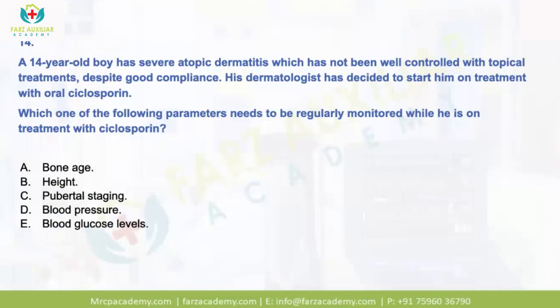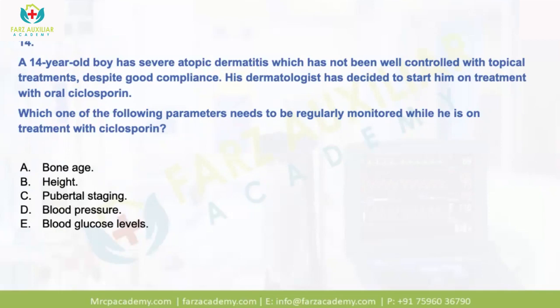The next question: a 14-year-old boy with severe atopic dermatitis who has not been well controlled with topical treatment despite good compliance. His dermatologist decided to start him on treatment with oral cyclosporin. Which one of the following parameters needs to be regularly monitored while he is on cyclosporin? So, for this 14-year-old boy: his bone age, height, pubertal staging, blood pressure or blood glucose level.